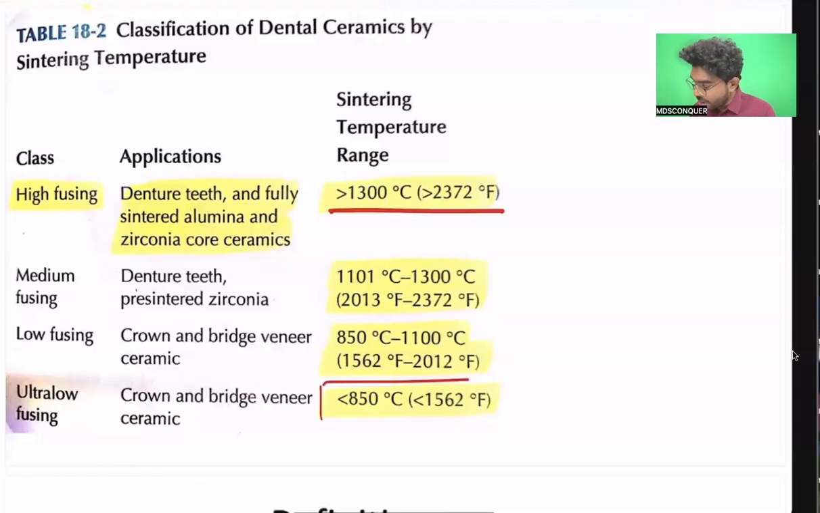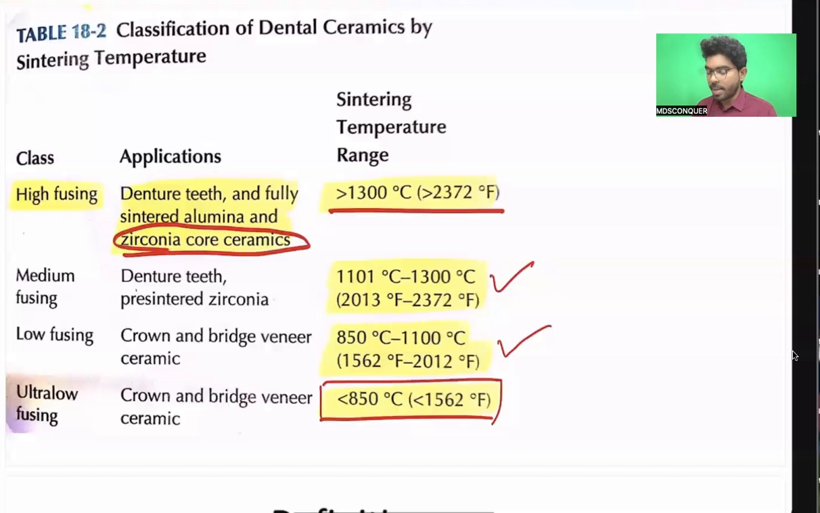Ultra low fusion will be less than 850 or less than 1562 degrees Fahrenheit. Similarly, they can ask you medium fusion and low fusion also. Sometimes they can ask at what sintering temperature we regularly use zirconia core ceramics. The answer is high fusion. They can ask the application part also. Normally crown and bridge ceramics will be done at either low fusion or ultra low fusion temperatures. Very, very important, so please make a note and add this to your checklist during your last round of revision.